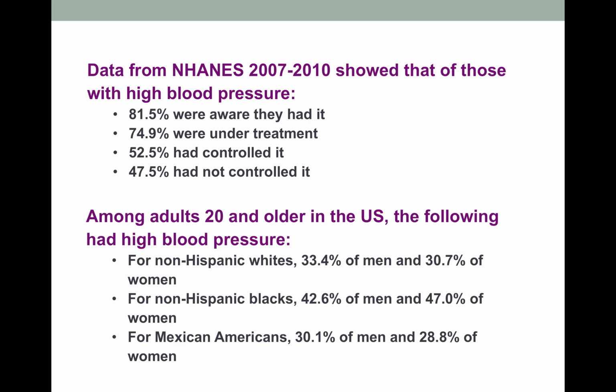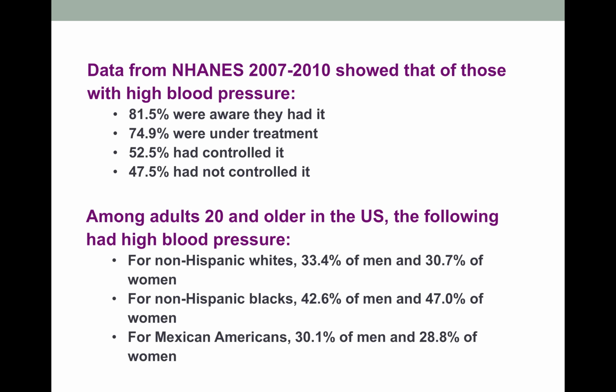First of all, at least our screening procedures seem to be effective in that most people are aware that they had high blood pressure. Now, of course, we are missing just a little bit less than 20%. So could we improve? Definitely, but that's not a terrible number. 75% were under treatment. So that's also favorable. Of course, room for improvement, but about 75% of those that had high blood pressure were trying to control it.